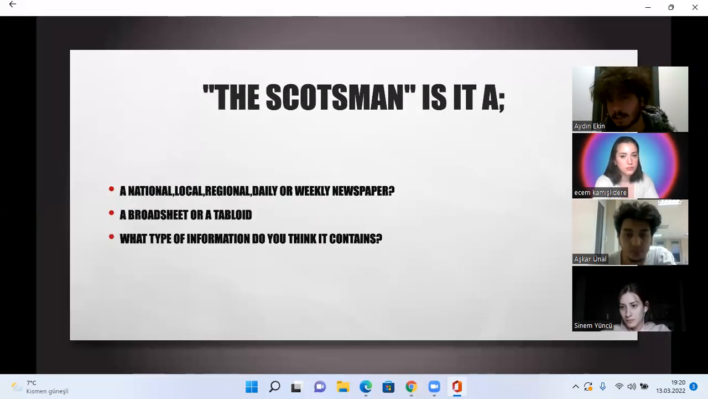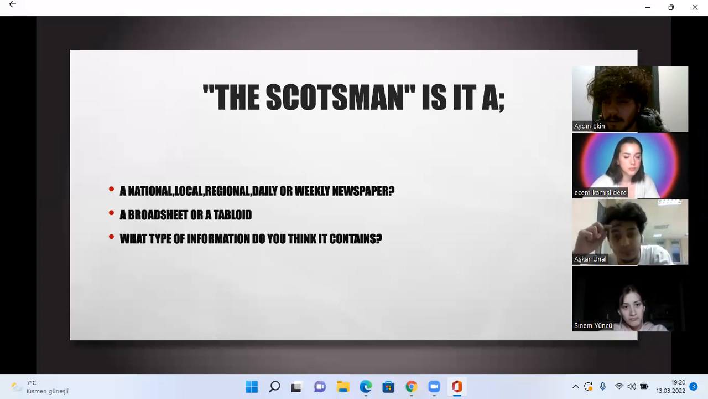And the next one is the Scotsman. What do you think about it? Is it national, local, or regional? National, I think. Yeah, as the name suggests, Scotsman. And do you think it's a broadsheet or tabloid?